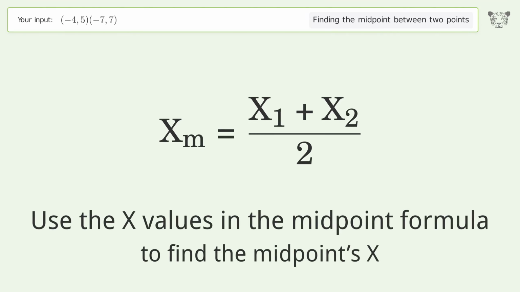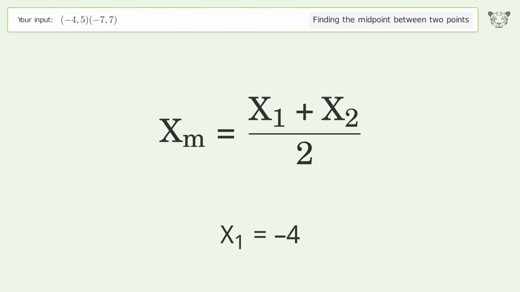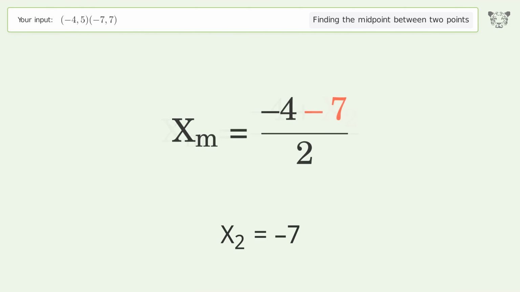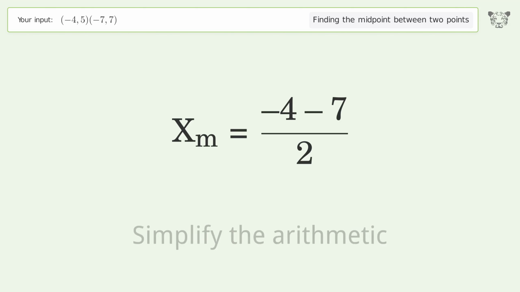Use the x values in the midpoint formula to find the midpoint's x. x1 equals negative 4. x2 equals negative 7. Simplify the arithmetic.